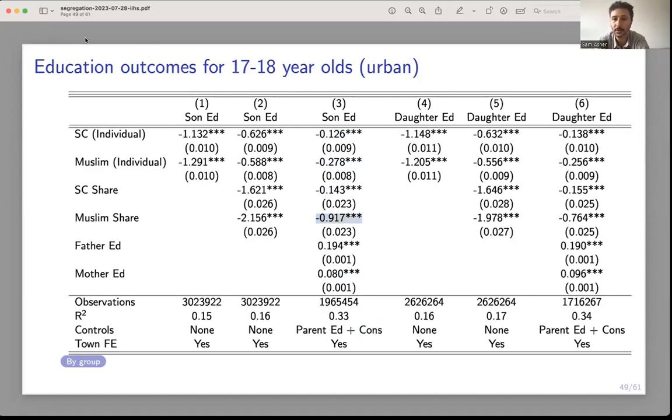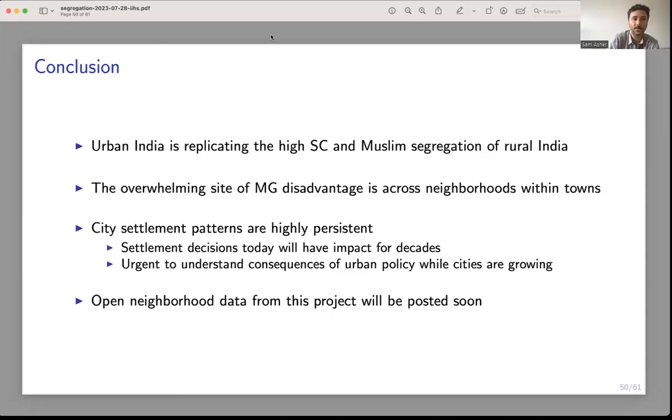You can see the first three columns are for sons, the next three columns are for daughters. We can see very, very similar outcomes, very similar neighborhood penalties for daughters, even after controlling for all of these household characteristics. Okay, so let me wrap up.